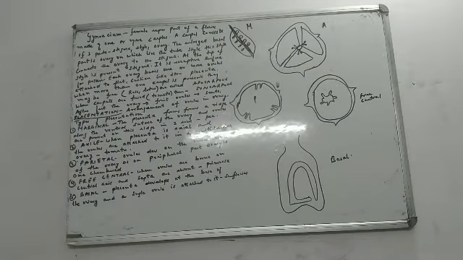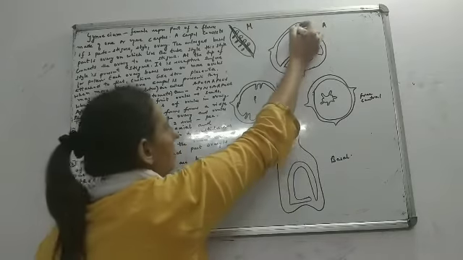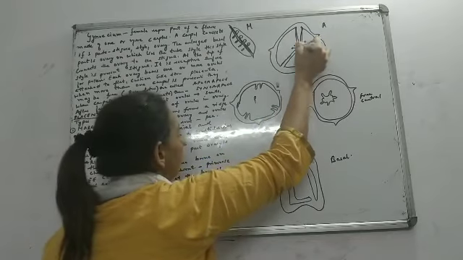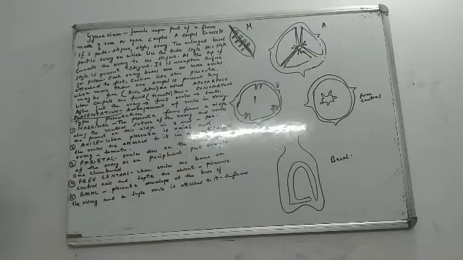For example, P, this is marginal. Moving on to the second kind of placentation, that is axile. A-X-I-L-E, axile placentation. The placenta is axial. It's along the axis. If you can see, this is the placenta, axial. It's along the axis.